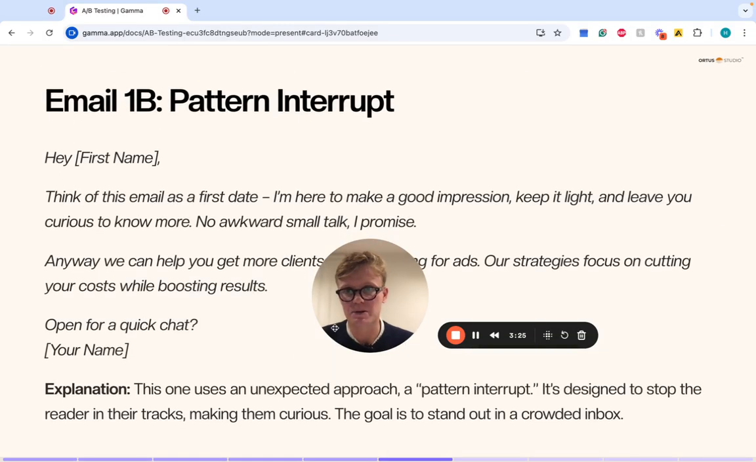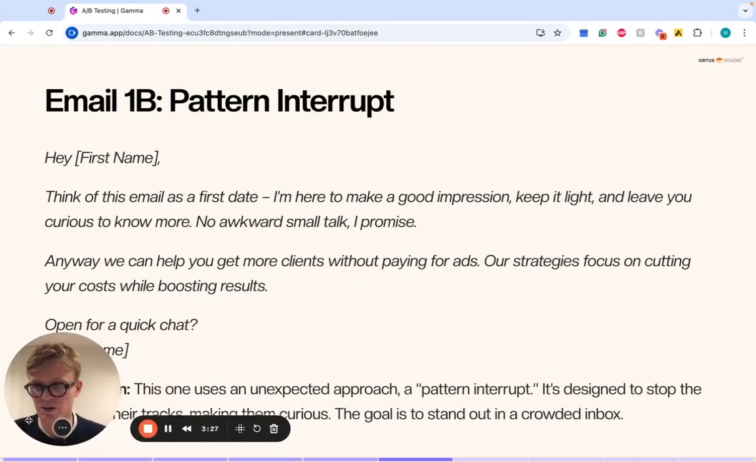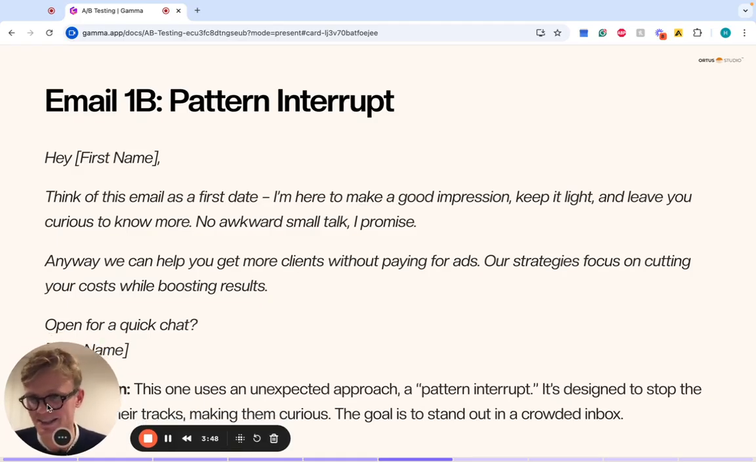So the next one is the pattern interrupt. People's inboxes get 100 emails a day, and a lot of it is the monotonous, mundane kind of emails you'd expect from a work inbox. So the idea here is to send an email that is really going to make you stand out and make them think, oh shit, I wasn't expecting that. And this is just a quick example.